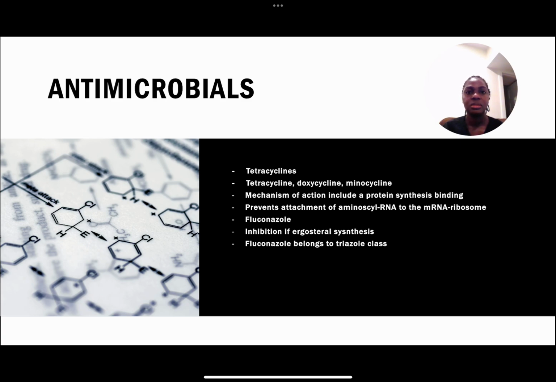Tetracycline, doxycycline, minocycline are some of the mechanisms of action. Tetracyclines inhibit protein synthesis by binding to the 30S ribosomal subunit, preventing the attachment of aminoacyl tRNA to the mRNA ribosome complex, inhibiting bacterial growth.